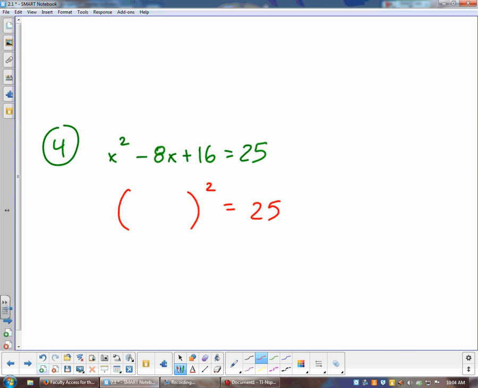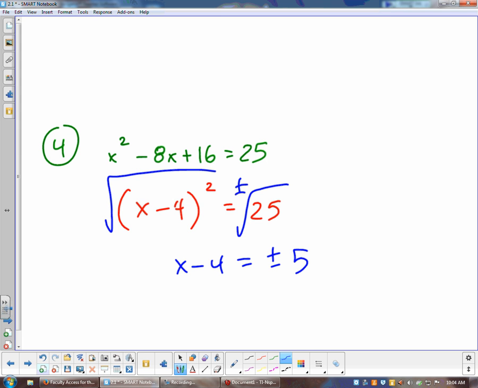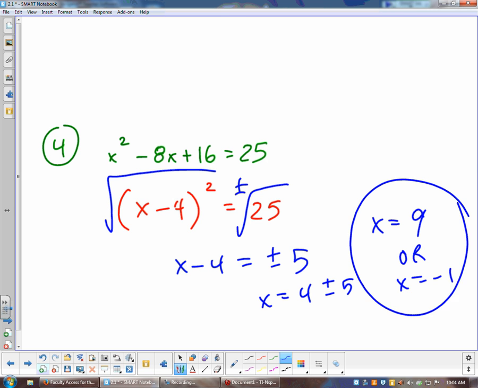Tim, how did you rewrite that left side? x plus 4? Do people agree? x minus 4? So if I have x minus 4 quantity squared, then what do we do? Billy, take the square root. Don't forget the plus or minus. So I get x minus 4 equaling plus or minus 5. Agreed? Did you get 2 solutions? Yes. And your 2 solutions are? Negative 1 and 9. All right. Are we okay with this?